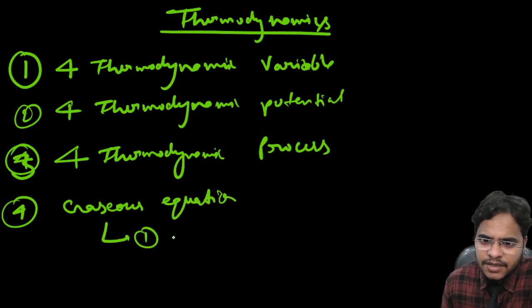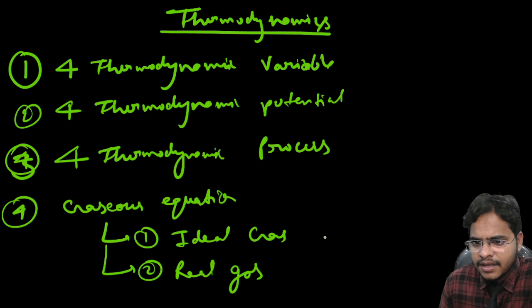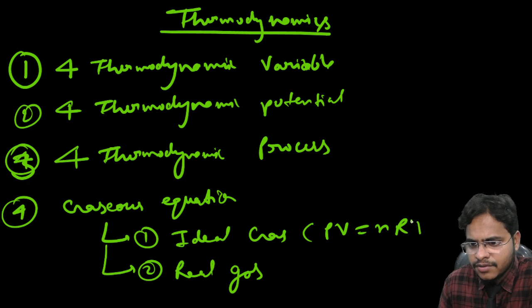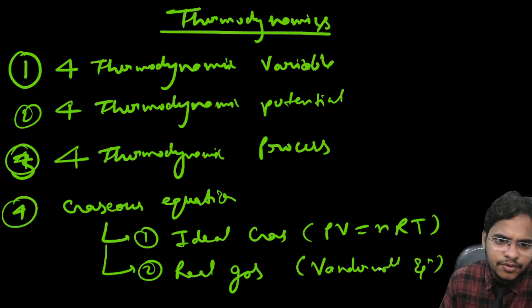First one is ideal gas, second one is real gas. The ideal gas equation is PV equals nRT, and the real gas is represented by the van der Waals equation. Okay.